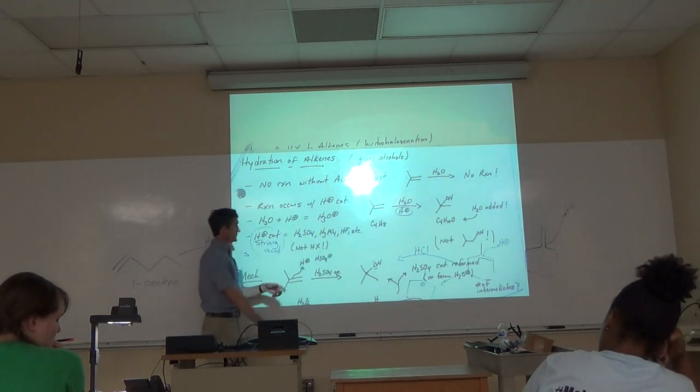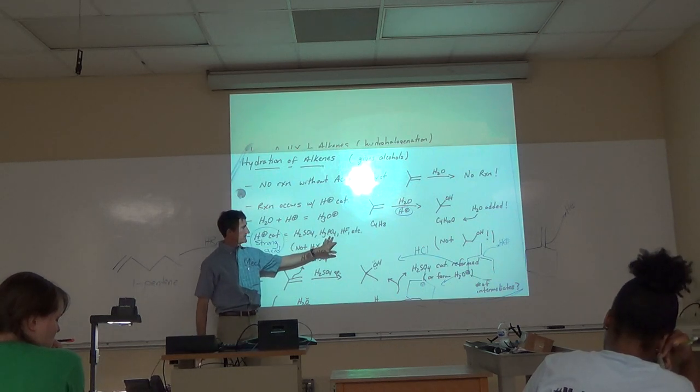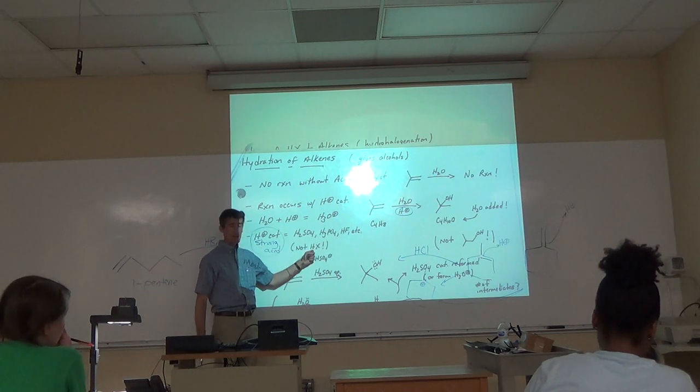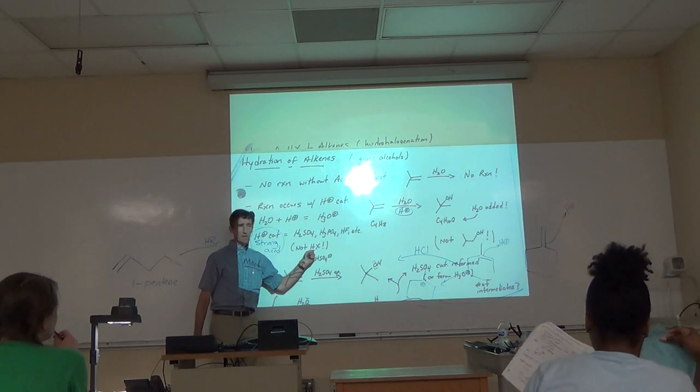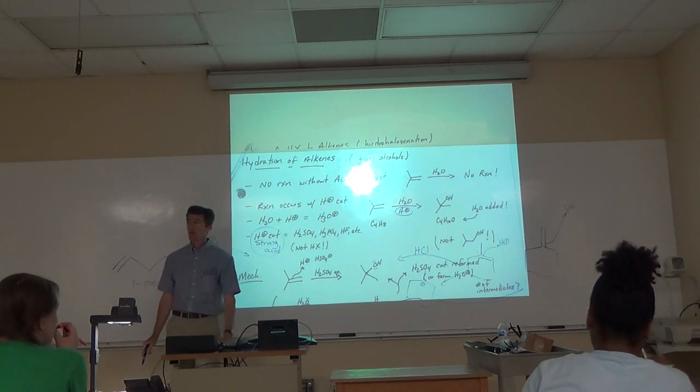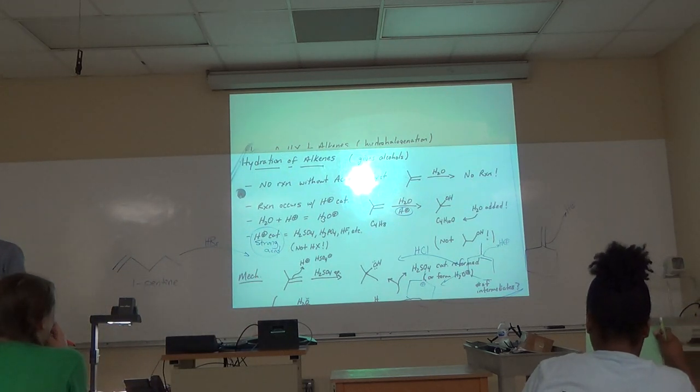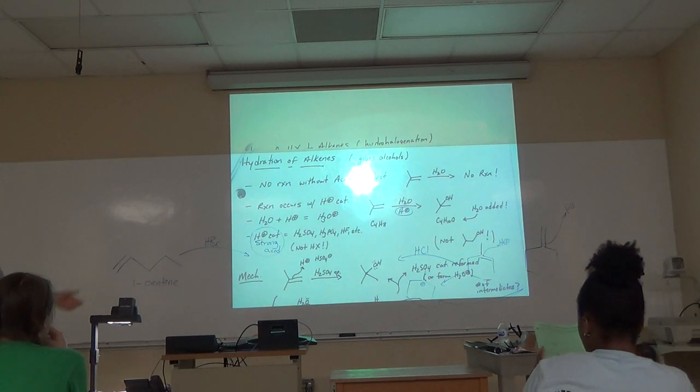Common catalysts here are sulfuric acid, phosphoric acid, HF, maybe some others, but not HX. You would not want to use HCl. Yes, HCl is a strong acid. You don't want to use HCl because you'll get an alkyl chloride, like the previous reaction.